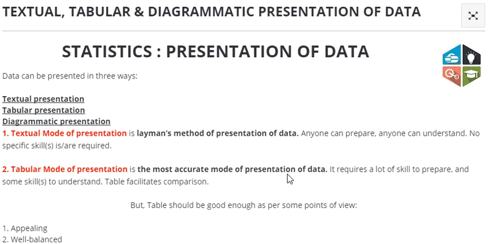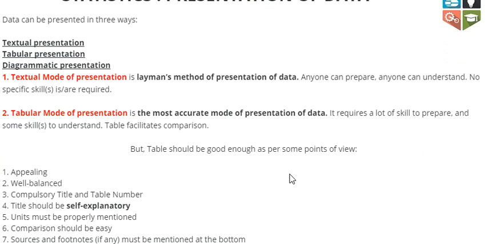With the help of a table you can compare among the rows and columns, but a table should be good enough from some points of view. What are those? First one is that the table should be appealing. That means it must be attractive. It must be well balanced, meaning not too long or too wide. There must be a balance of length and width.